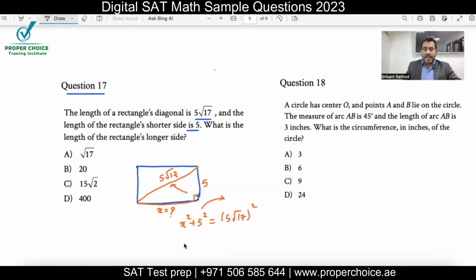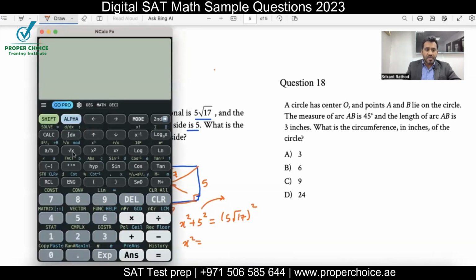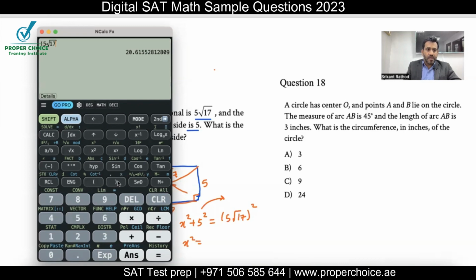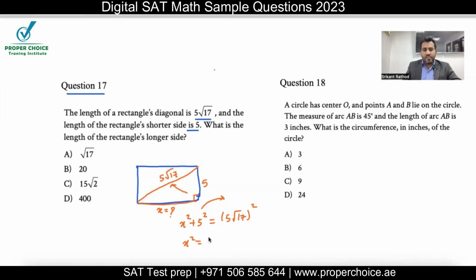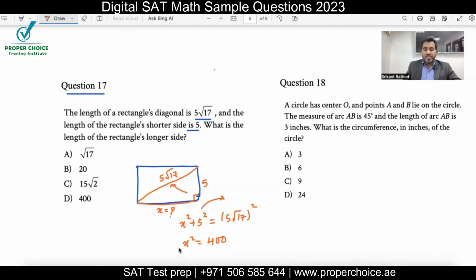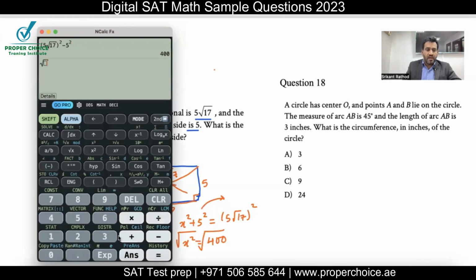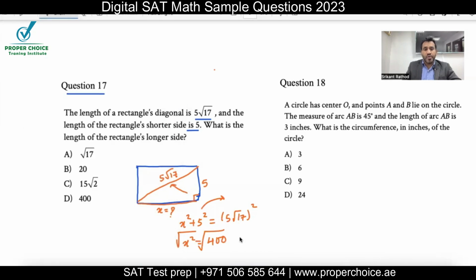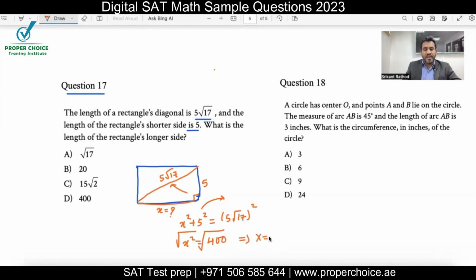So take it to the other side and rewrite it as x square equal to, (5 square root of 17) square minus, when this 5 square goes to the other side, minus 5 square. That gives us the x square value here as 400. We are asked to solve for x, so take the square root on either side, and if you take the square root of 400, you'll get the value of x as 20. So we get the other side of the rectangle as 20, and that matches with option B. B is the right choice here.